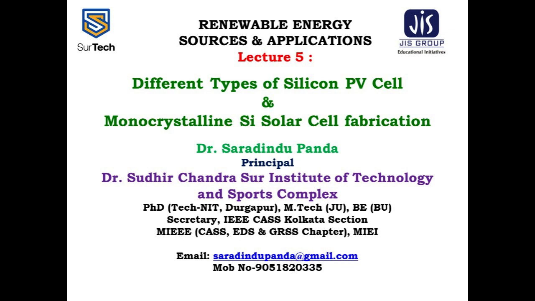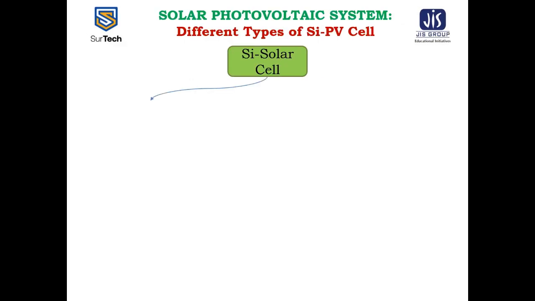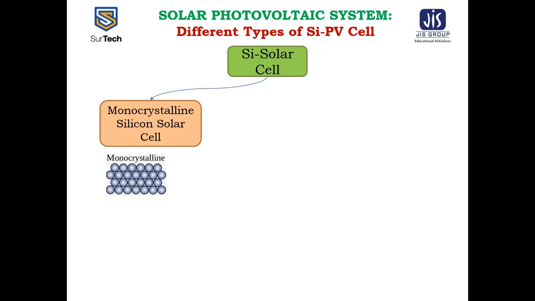So in this lecture, I want to discuss the classification of the silicon photovoltaic cell. The silicon photovoltaic cell is mainly divided in two ways. One is the crystalline, another is the non-crystalline silicon based solar cell. Crystalline silicon solar cells are of two types, that is monocrystalline silicon solar cell and polycrystalline silicon solar cell.